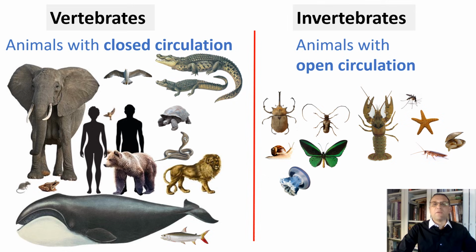The circulatory system of vertebrates is made up of a system of tubes, the blood vessels, and a propulsive organ, the heart. This is closed circulation because the circulating medium, the blood, is confined to vessels throughout the journey from the heart to the tissue and back again.